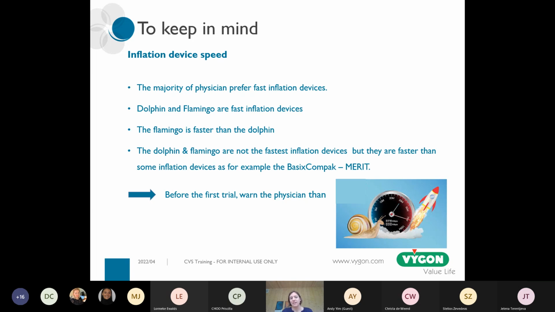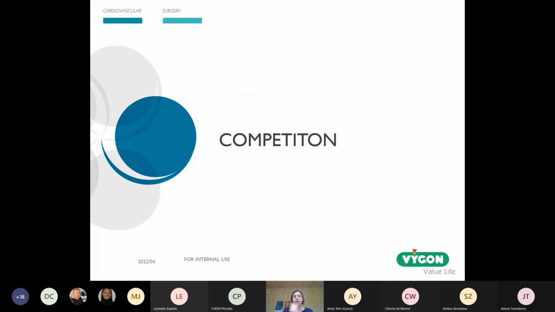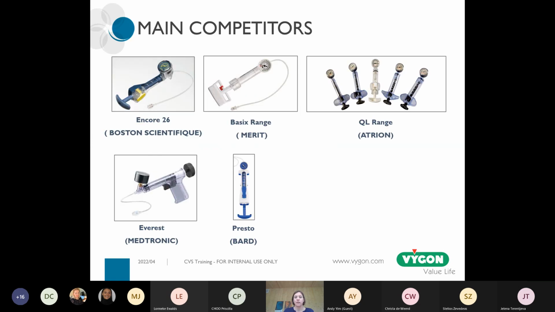I can't tell that, but it's not very fast. So when you have a physician who used to have the Basic Compact from Merit, you can tell the physician, okay, it is the Dolphin or the Flamingo, it is faster than the Basic Compact, for example. Regarding the competition, this is the main competitor.